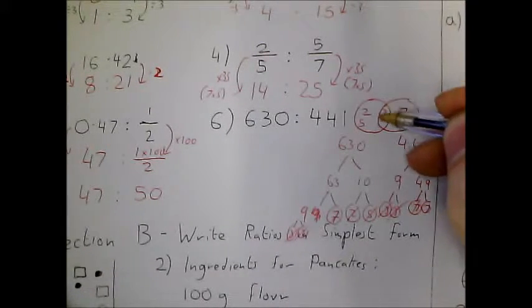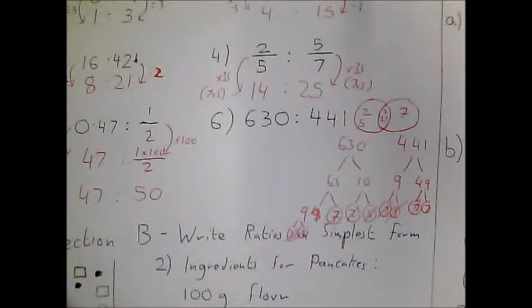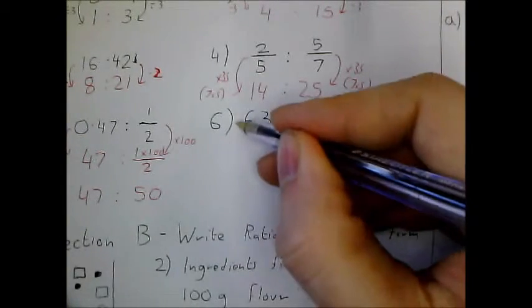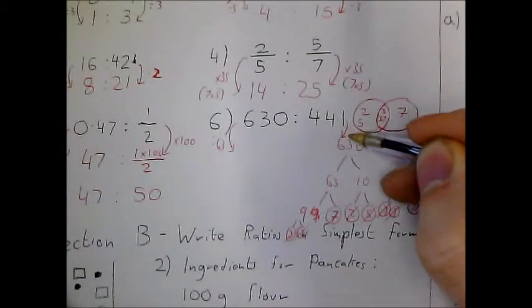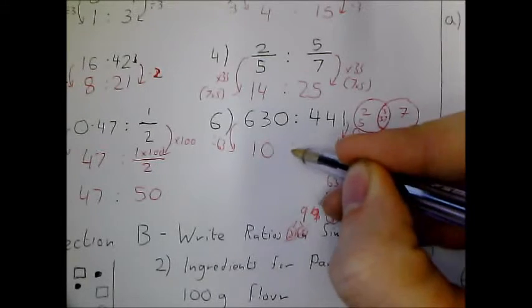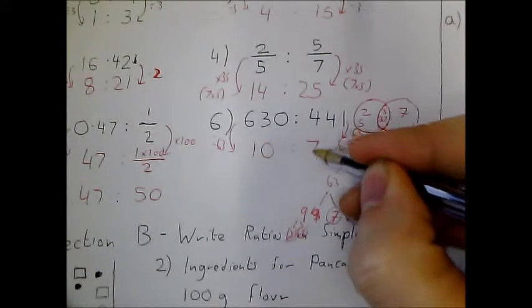Okay, so here's our highest common factor. 3 times 3 times 7. Okay, so that's 63. So 63 is my common factor. So I'm going to divide both sides by 63. So that's going to give me 10. And 441 divided by 63, you can use your calculator for that one. That gives you 7.